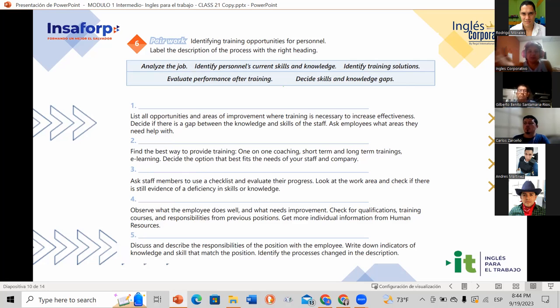Identify training opportunities. Okay, we are talking about training opportunities for personnel. Label the description of the process with the right heading. Okay, we have here different headings. Analyze the job. Identify personal current skills and knowledge. Identify training solutions, evaluate performance after training, and decide the skill and knowledge gaps. Okay, so try to think what will be the correct definition of each one. Okay, I will give you 2 or 3 minutes. Try to think.